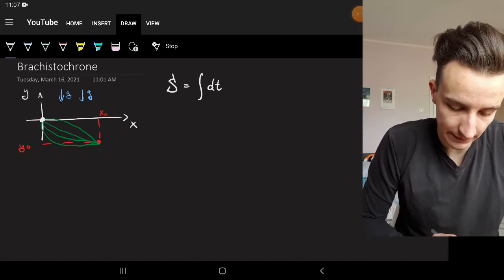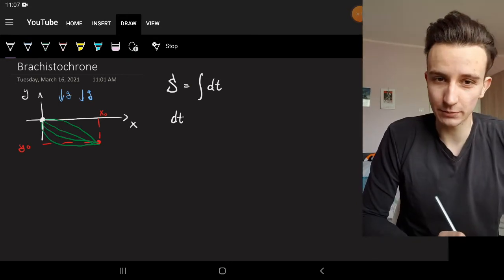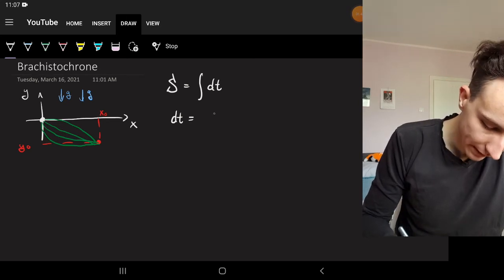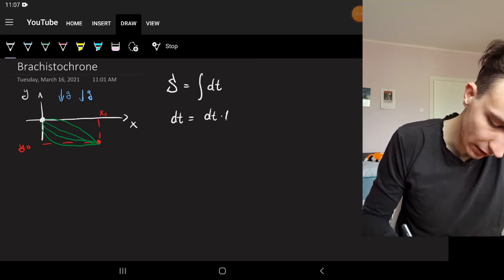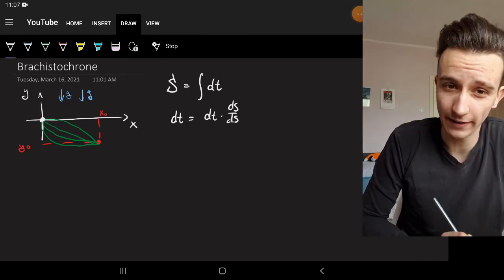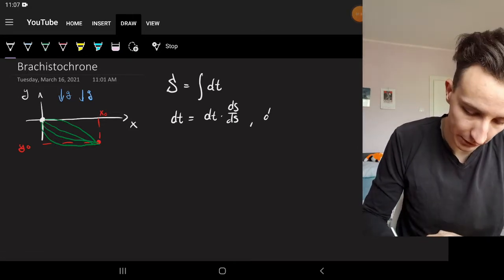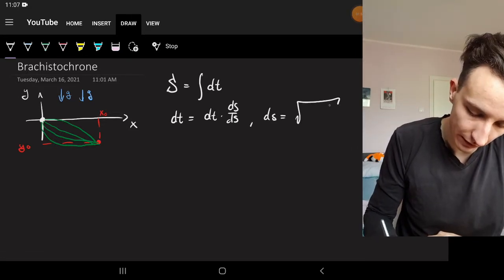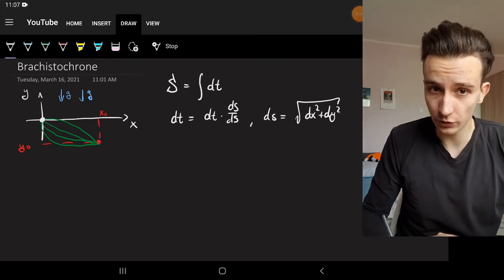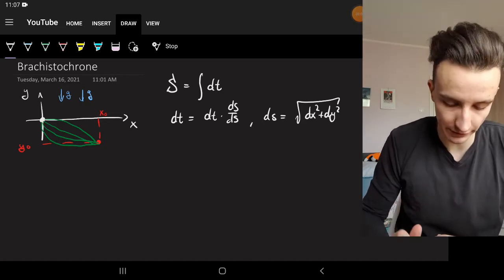Now, if the time is the integral of dt, we need to find dt in terms of x and y and their derivatives with respect to each other. Well, dt is nothing but dt times 1, and 1 is nothing but ds over ds, where ds is this line element, which, as you'll recall in Euclidean geometry, is the square root of dx squared plus dy squared.